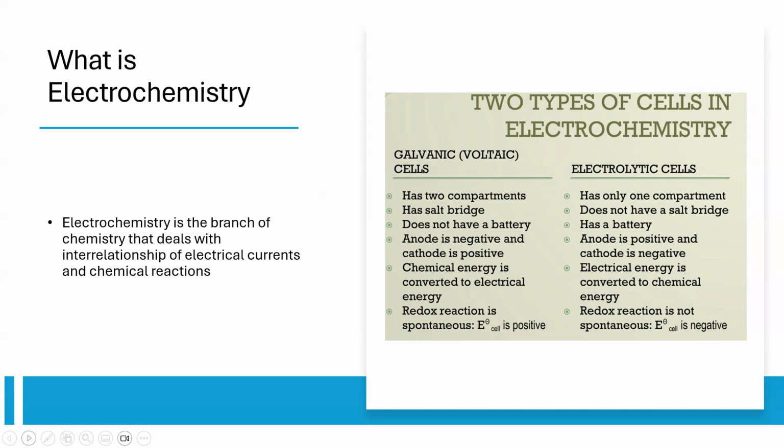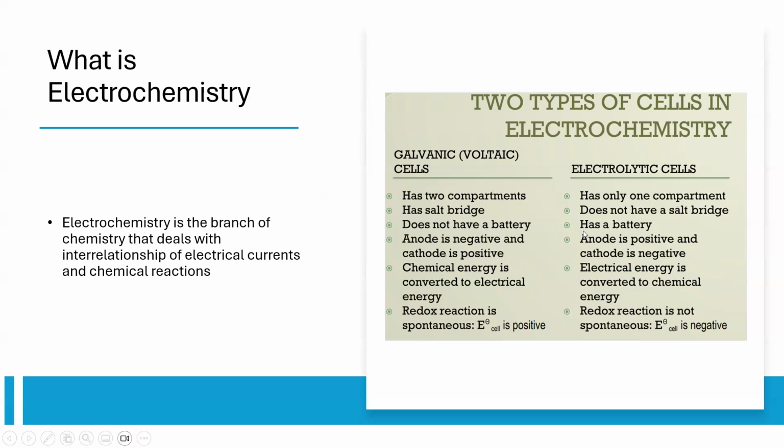So we've got two types of cells: the galvanic cell and the electrolytic cell. The galvanic cell has two compartments, and this one has one compartment. This one has a cell bridge, and this one does not have a cell bridge, but I'm going to explain what a cell bridge is and what its function is, especially in the galvanic cell, because today we're going to focus exclusively on the galvanic cell. It does not have a battery, while this one does have a battery. It means this one is spontaneous, it happens on its own. It does not need electricity to run, but rather it produces the electricity.